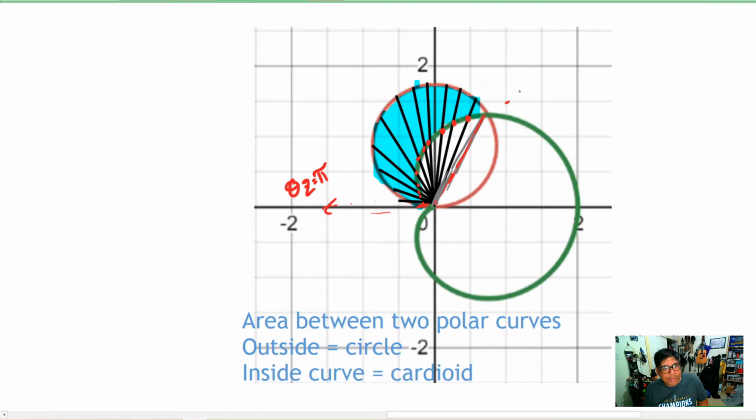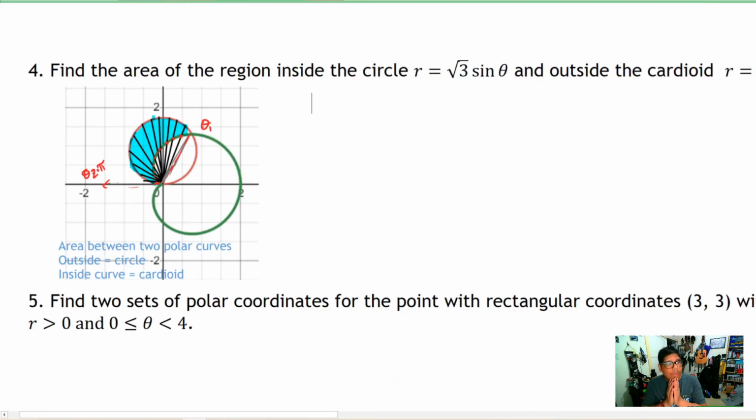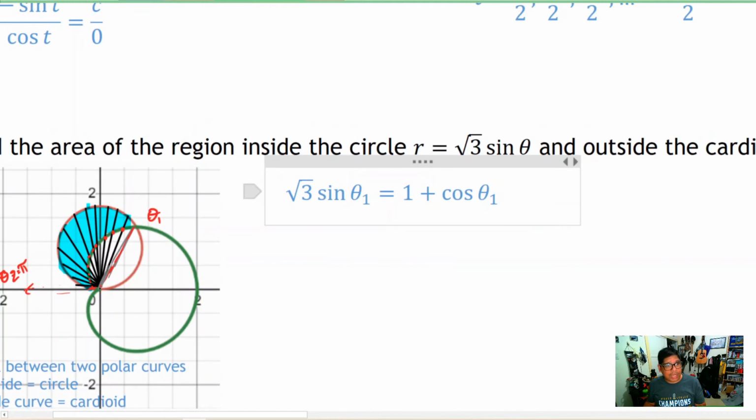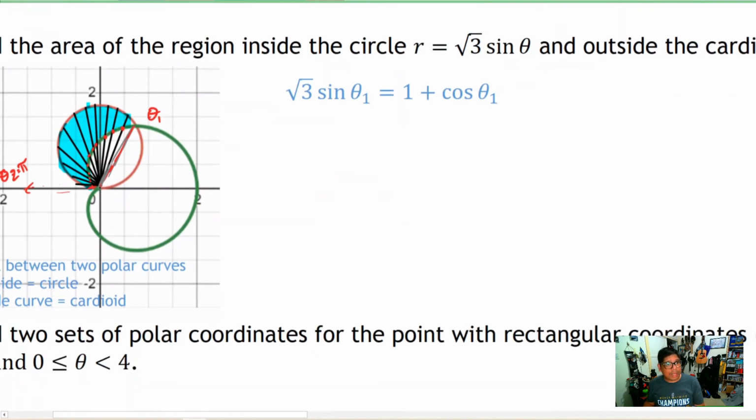So what is theta 1? That's our real first question. Well, the place where the two curves intersect is the place where the two radii are equal to each other. So in other words, for theta 1, we have root 3 sine theta 1 needs to be equal to 1 plus cosine of theta 1. Now, this isn't a very simple equation for you to solve. In fact, I would say that this is beyond what we need to do solving here. So we'll try some other methods of solving.